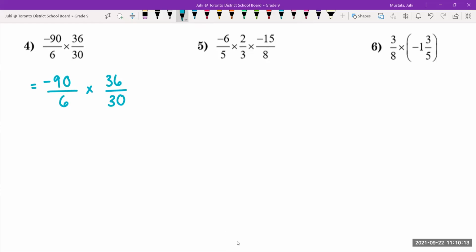Thank you. Okay, so these numbers are really big. 90 times 36, you're going to get a massive number. And also you don't have a calculator, so you're going to waste a lot of time doing it. 6 times 30, again, massive numbers. We are going to cross-reduce in order to make the numbers smaller.